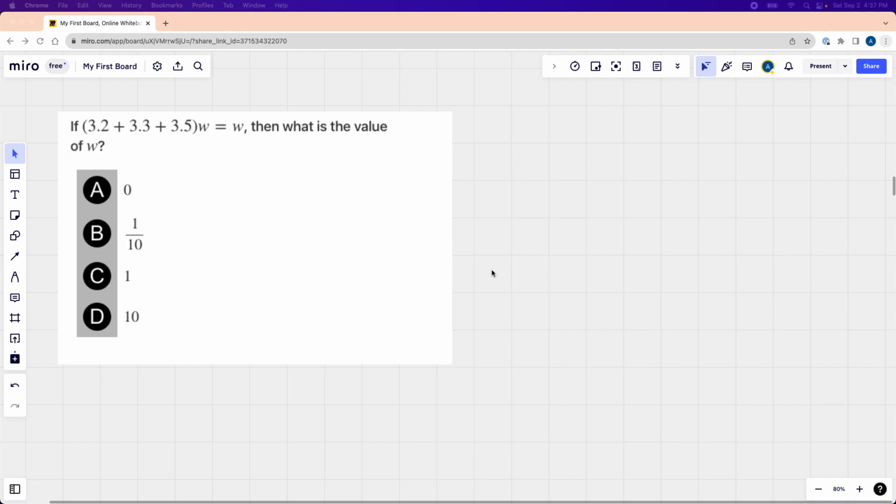So this question asks, if 3.2 plus 3.3 plus 3.5, times w, equals w, then what is the value of w? As always, you get the most benefit when you actually try these questions out on your own. So go ahead, press pause, try and work this one out, and then come back here and see if you got the right answer.